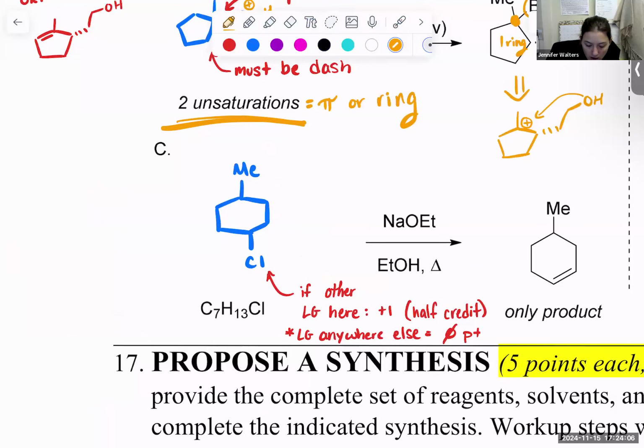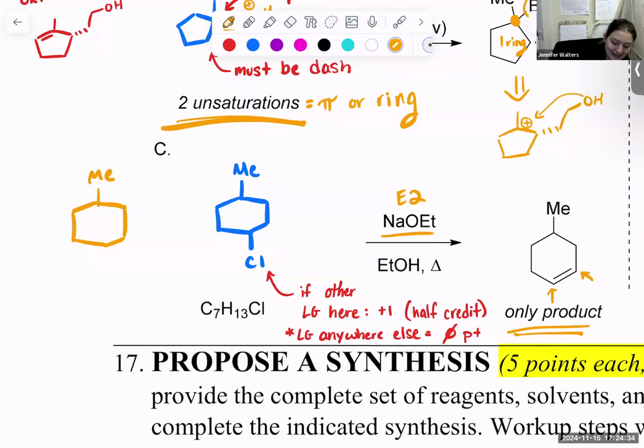So for this one, I needed to identify that this is my only product. That means I need to be cognizant of where I'm putting my leaving group. I see that strong base, which tells me I'm doing an E2 elimination. So I need to make sure my starting material has the leaving group either opposite that methyl or as a 1,3 substituent. So I'm going to compare those two.